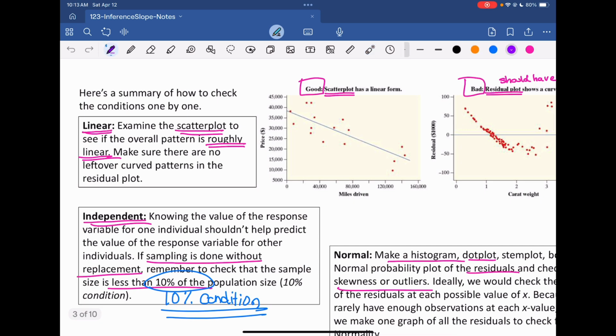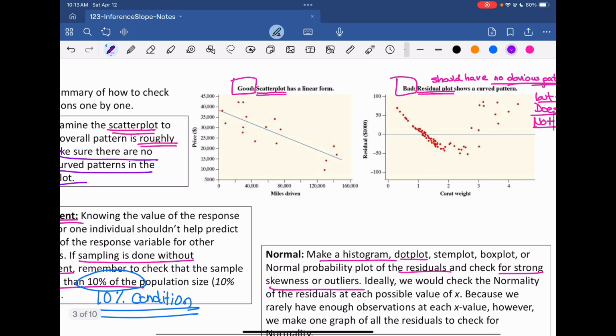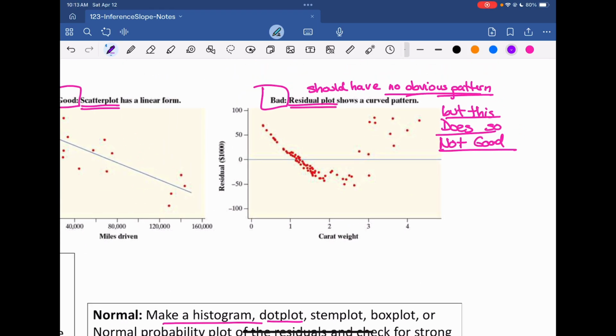For the residual plot, make sure there are no leftover curved patterns or any kind of leftover obvious patterns, as I like to call it. It doesn't only have to be curved. It just can't have an obvious pattern. And here you could see there's an obvious pattern. Like, no, this one doesn't work, okay?